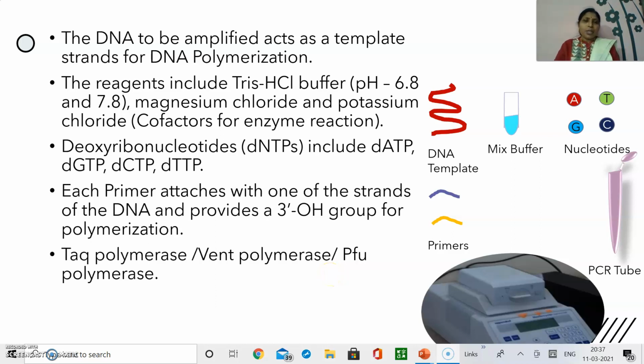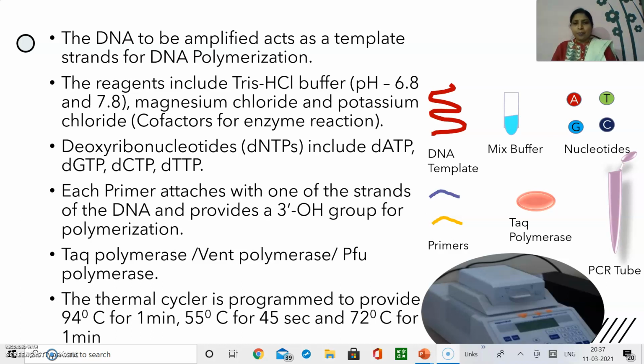The polymerases which are used here in the PCR machine are thermostable polymerases like Taq polymerase, Vent polymerase, Pfu polymerase. These are the polymerase enzymes which will resist the higher temperatures during the PCR reaction.